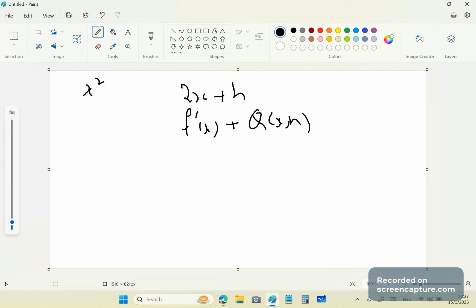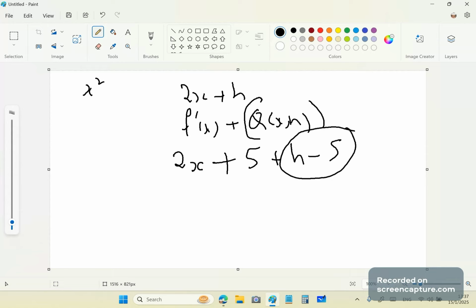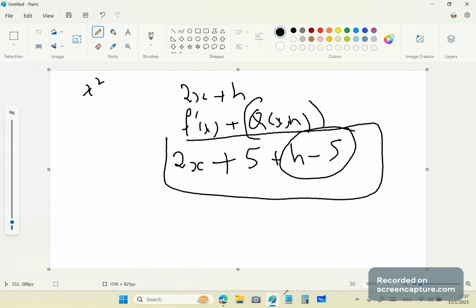Okay, and then he says something like this. He says, but what if you say 2x plus 5 plus h minus 5, and then you say that q of xh is h minus 5? Well, you can't do that. I mean, the guy's an idiot. And the guy is such a moron that he thinks that this expression, by the way, is different to that one. And he thinks that he can get innumerably many other expressions which are different to this expression.